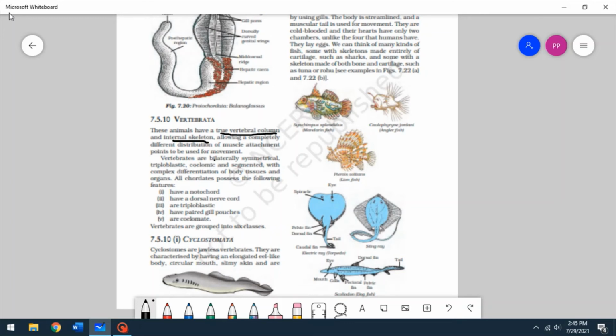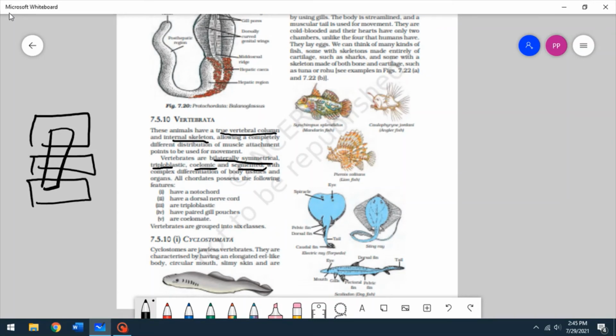Even vertebrates are bilaterally symmetrical, they are triploblastic, they are coelomic, and they are segmented, alright? The left and right sides of their body have the same design. They have 3 layers of cells, they have a true body cavity, and they are segmented. We have a head, thorax, we have an abdomen. We're not just one rectangular organism, alright? We have different divisions, like so, right? And so we are segmented, alright, with complex differentiation of body tissues and organs.